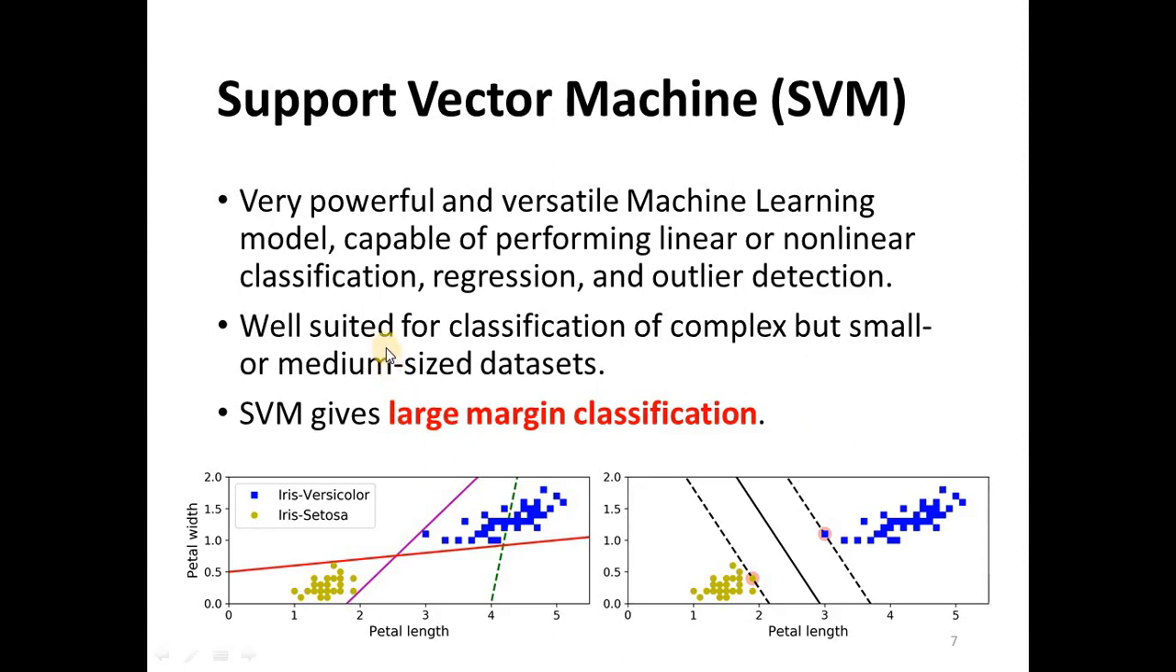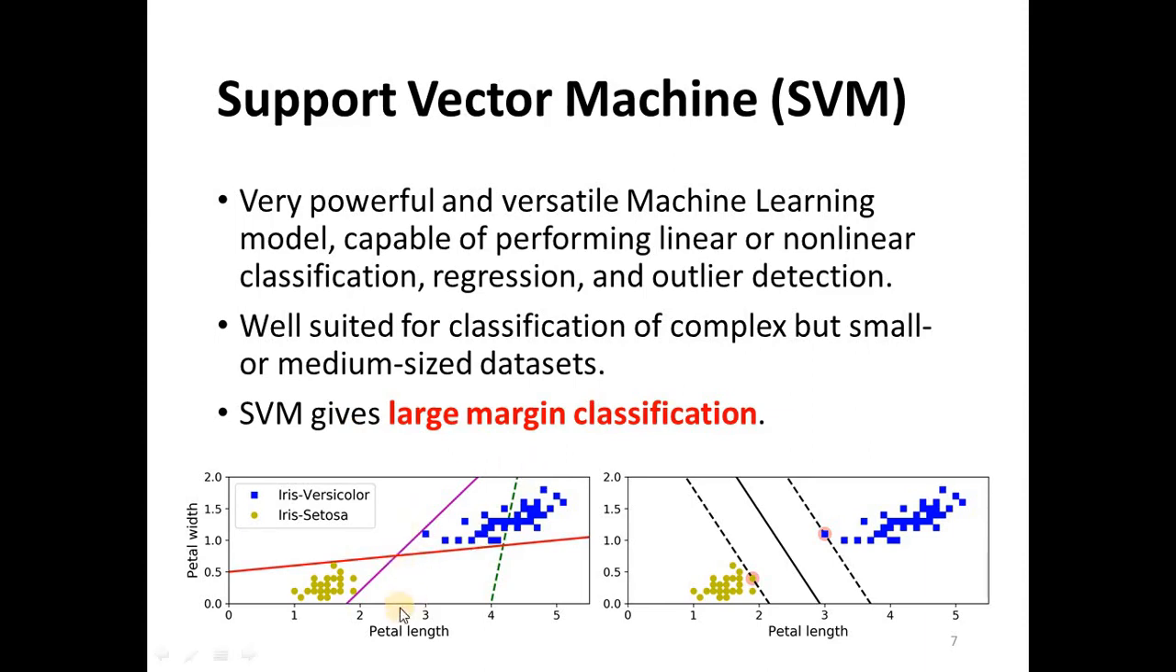They are well suited for classification of complex but small or medium-sized data sets. Complex means many features but a small or medium number of samples. SVM is an excellent model because it gives large margin classification. Here are some examples to explain its concept.